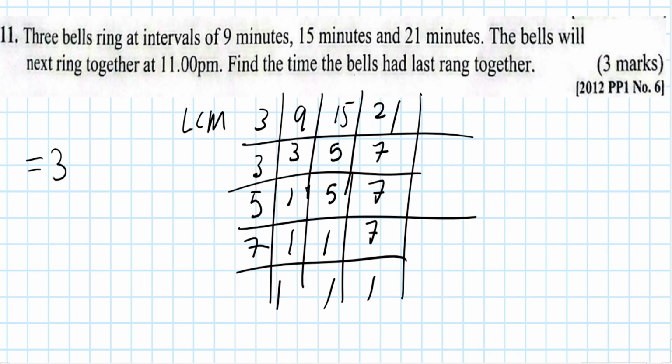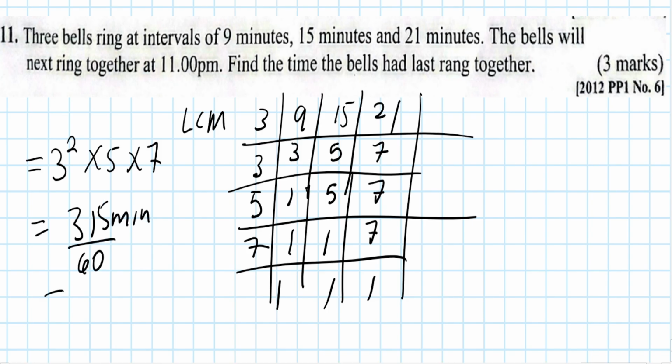So LCM is going to be 3 squared times 5 times 7. So 3 squared times 5 times 7 is 315. 315 minutes. So if you divide it by 60, how many hours will it give us? It gives us 5 hours and 15 minutes, or 5.25 hours. 0.25 is just a quarter of an hour. So it's going to give us 5 hours, 15 minutes. So that is the answer.